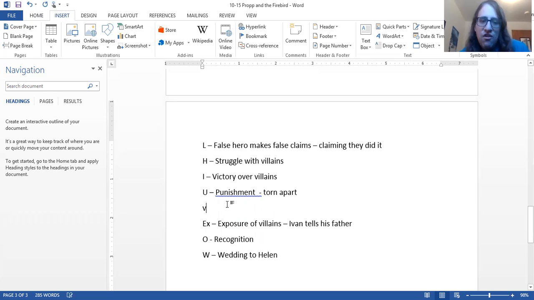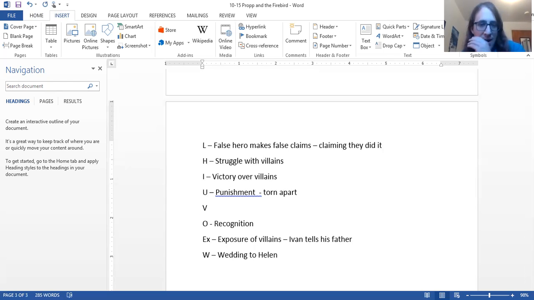That Ivan returns home, down arrow, then he exposes his brothers and is recognized. And you know what? I like this order better. Recognition and then exposure of the villains.